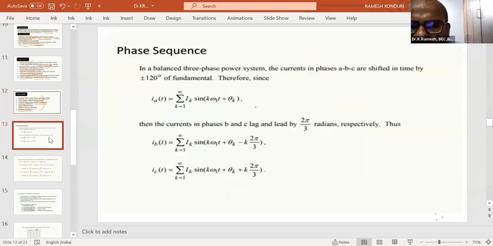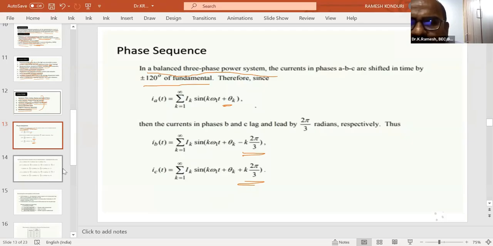Next one, if you go for the phase sequence regarding these harmonics, if you take up a balanced three-phase power system, the currents in phases A, B, C are shifted in time by plus or minus 120 degrees of the fundamental. So this is theta, this is minus 2 pi by 3, and this is plus 2 pi by 3.